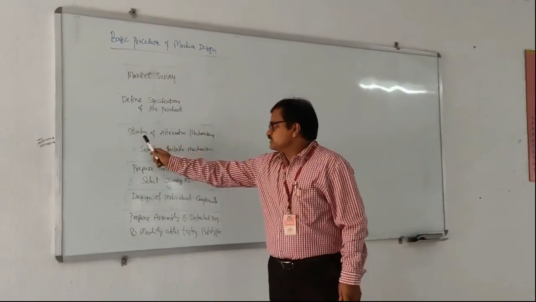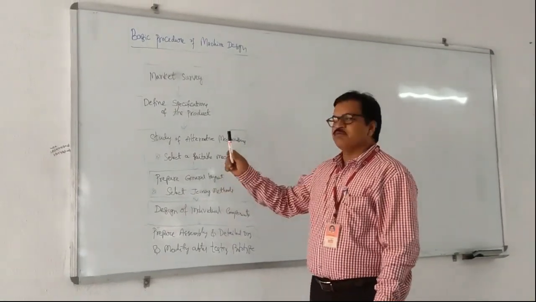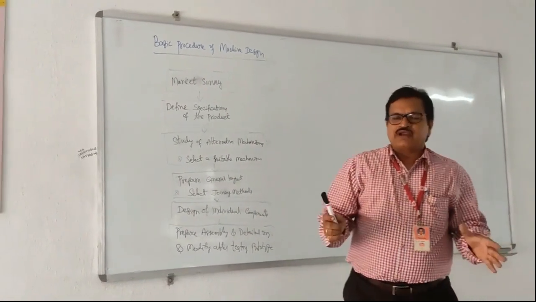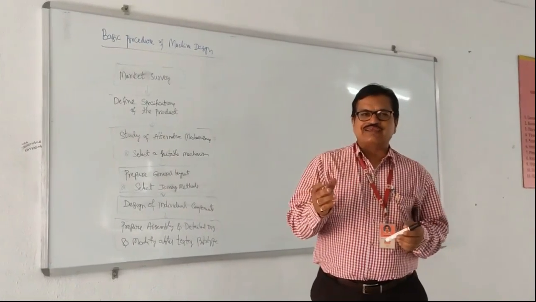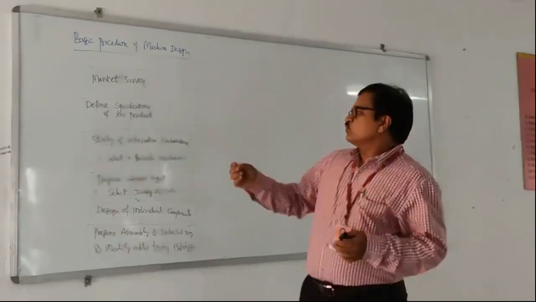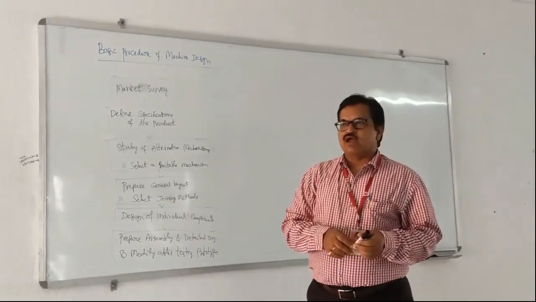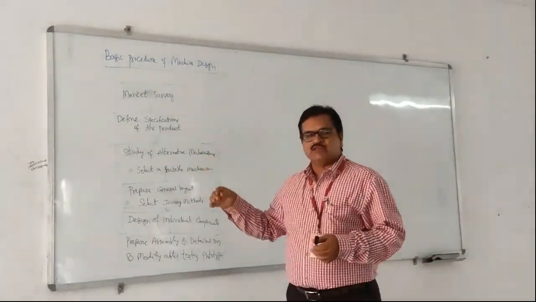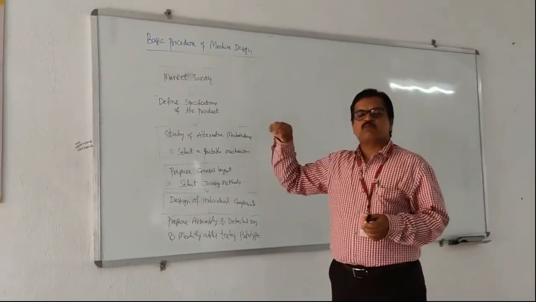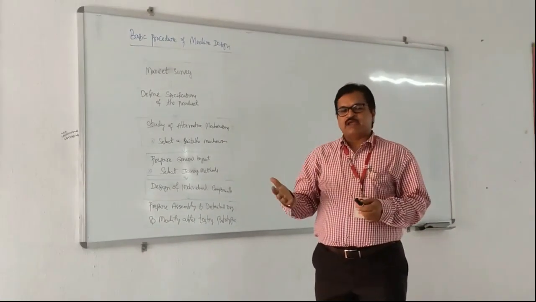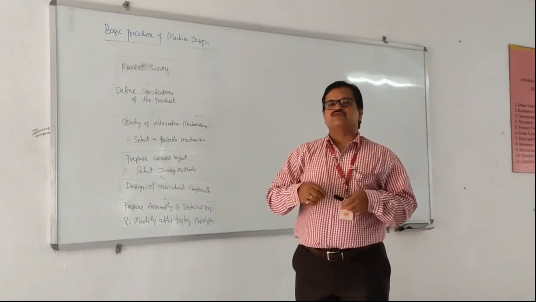And next, study of alternative mechanisms and select a suitable mechanism. For different working conditions, we are going to select different mechanisms. So first we are going to look for various available mechanisms. Out of these available mechanisms, which mechanism is best suited for our particular product. Our product may contain a number of mechanisms or it may contain a single mechanism.